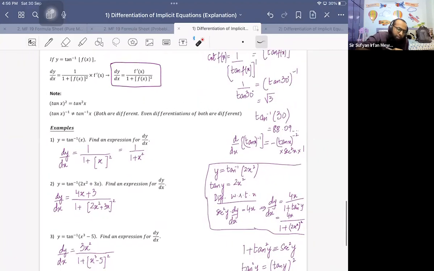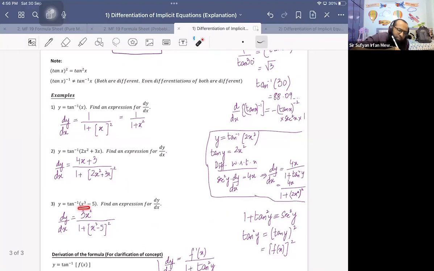Right? Then if you look at the third example, the function is x cubed minus 5. It will come in the denominator after being squared. So (x cubed minus 5) whole square comes in the denominator. 1 is being added to it in the denominator. And the differentiation of this function is 3x squared, which comes in the numerator.